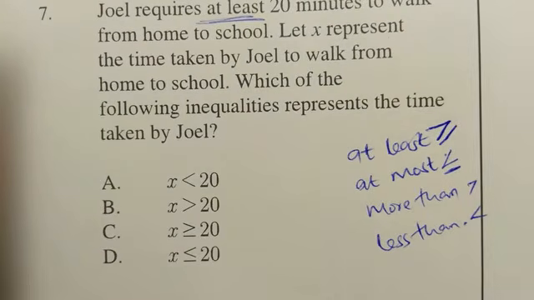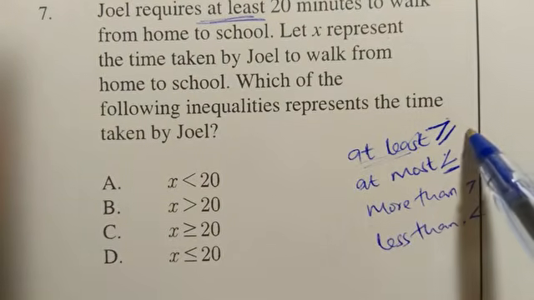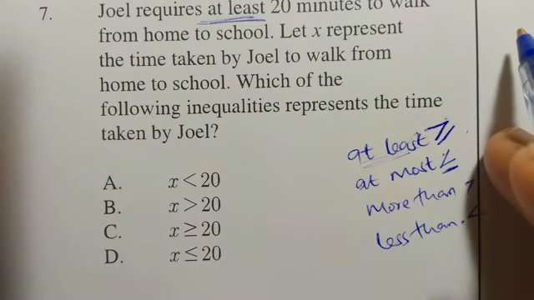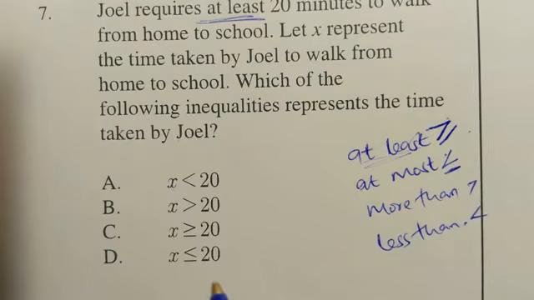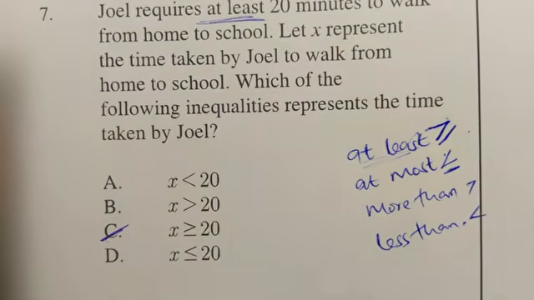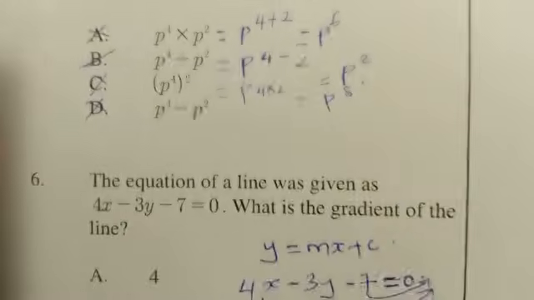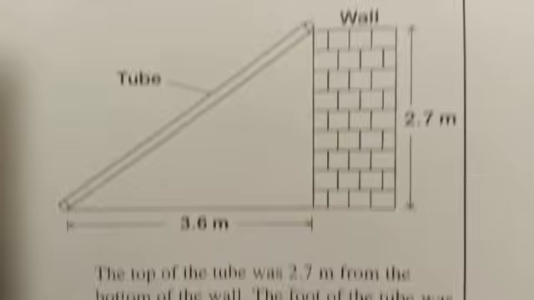So in our case, we are supposed to let X represent the time taken by Joel to walk from home to school. So X is supposed to be greater than or equal to 20. So which is the answer? As you can see, greater than or equal to, and we'll be very keen not to be confused by the signs. Good. Let us move to the next question.